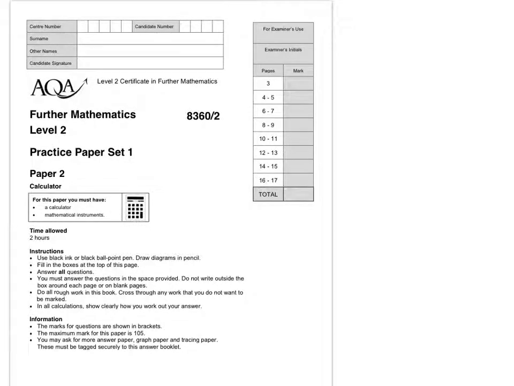Okay, model solutions for paper 2, the calculator paper of practice paper 1.